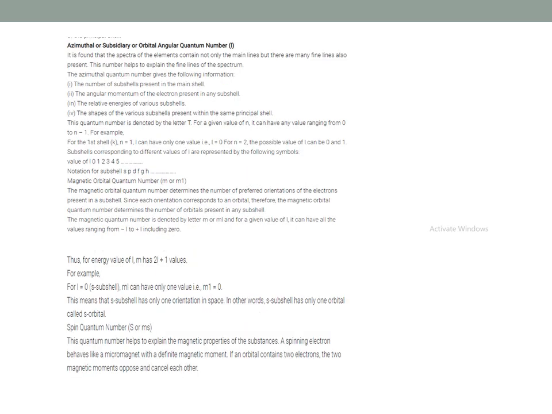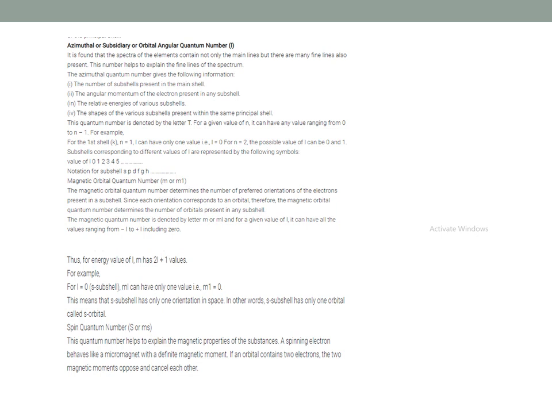What is azimuthal quantum number? It is found that spectra of the elements contain not only the main lines, but there are many fine lines also. This number helps to explain the few fine lines and it gives the following information: the number of subshells present in the main shell, the angular momentum of the electron present in any subshell, the relative energies of various subshells, and the shapes of the various subshells present within the same principal shell.